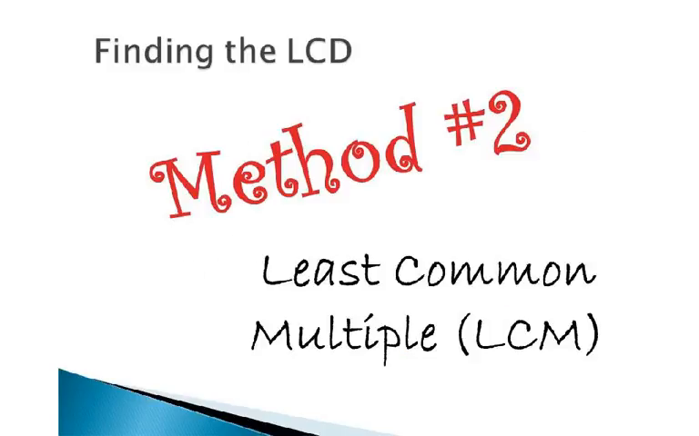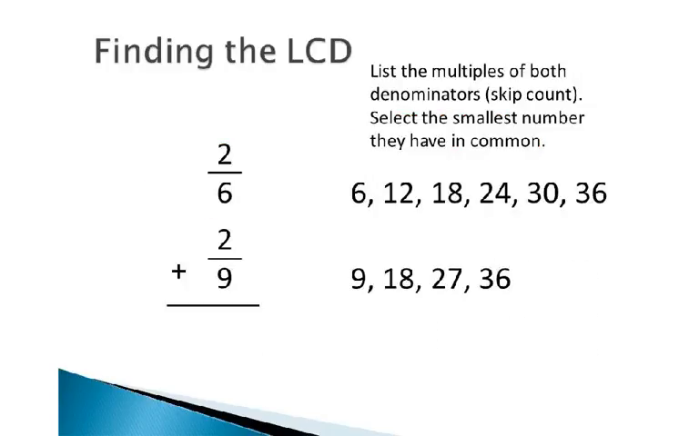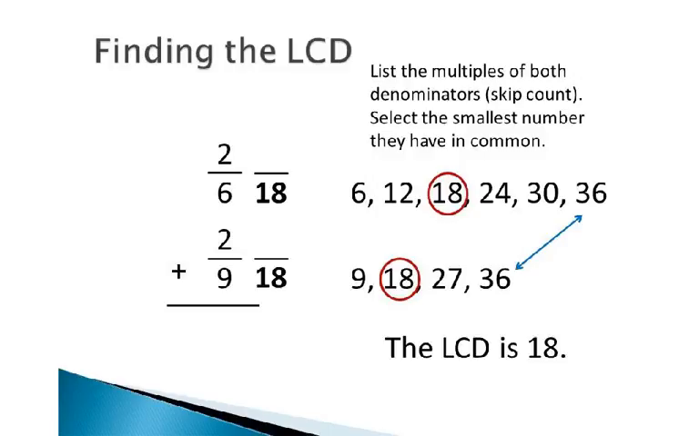Method number 2 is finding the least common multiple, or the LCM. Using the same problem, 2 sixths plus 2 ninths, I need to list the multiples of both denominators. We learned that earlier by skip counting. I've listed just a few of the multiples of each. Now, I notice that the smallest multiple they have in common is the number 18. That's what's circled in red. I want to show you that they also have 36 in common, as well as other numbers down the line, but we want the smallest, the least common multiple, and that is 18. Our least common multiple of 18 becomes our least common denominator.